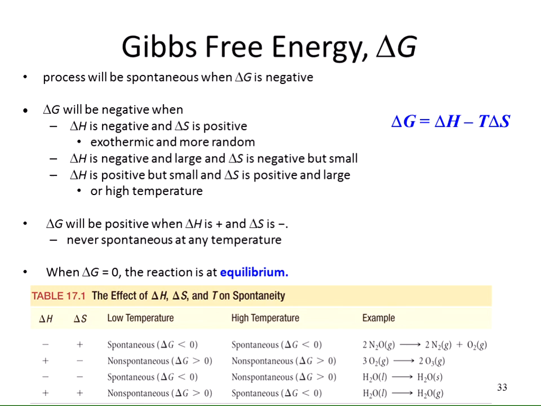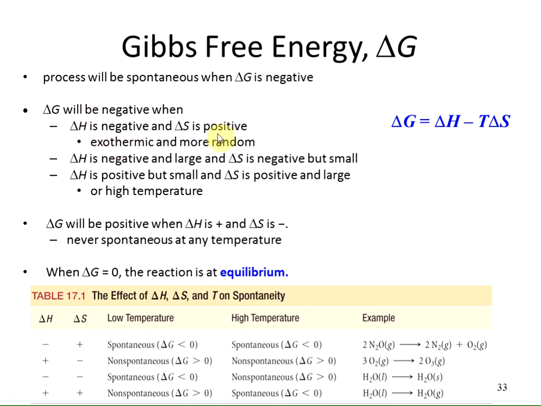So, a little bit of a summary here. A process will be spontaneous when delta G is negative. Delta G will be negative when delta H is negative and delta S is positive. So you've got an exothermic and a more random reaction. So if delta H is negative, so a negative for the delta H term, and delta S is positive, so a negative times a positive is a negative. So delta G will always be negative, and the reaction will always be spontaneous, when delta H is negative and delta S is positive.